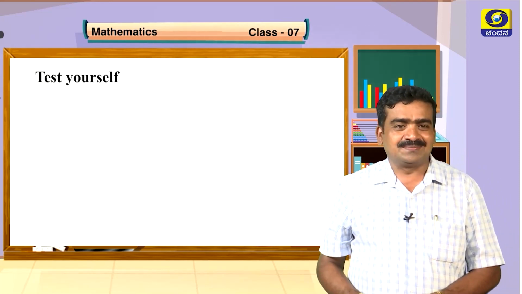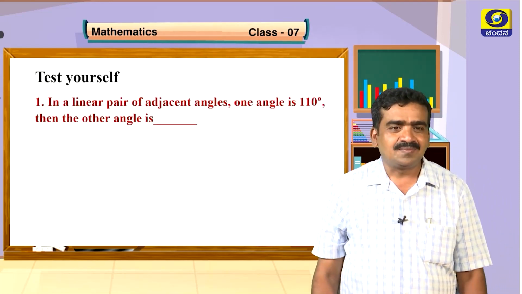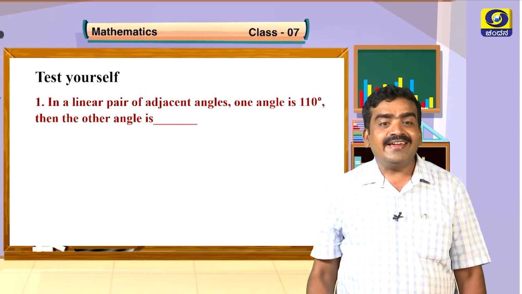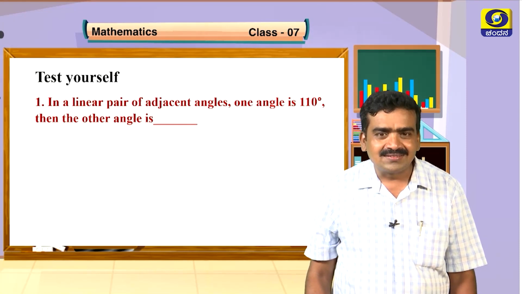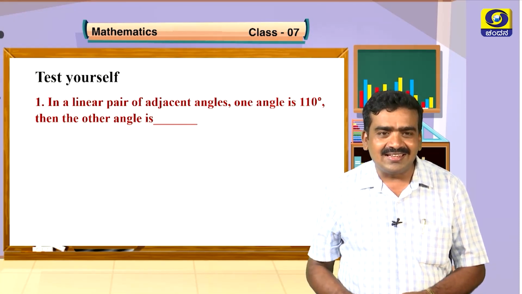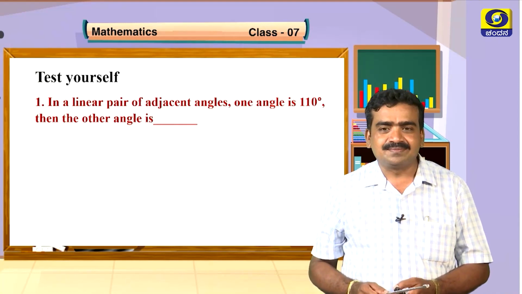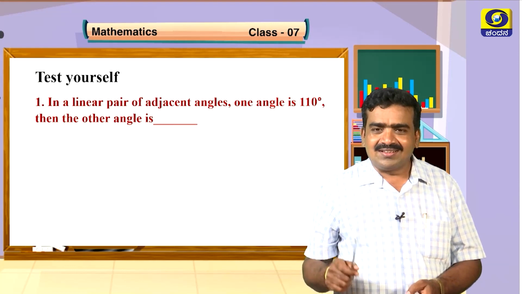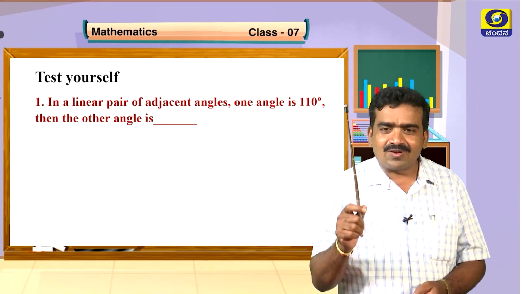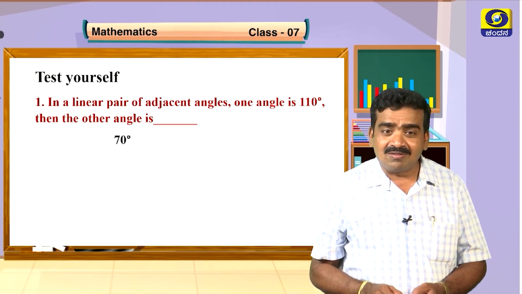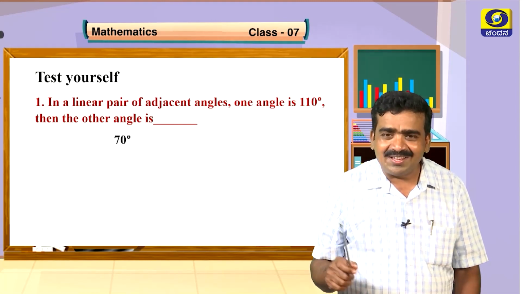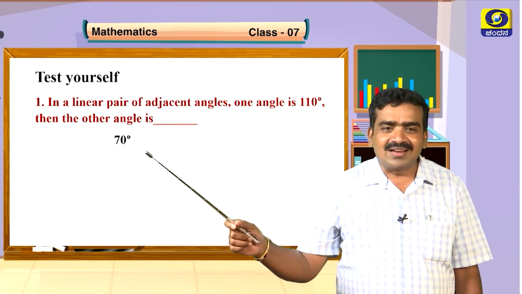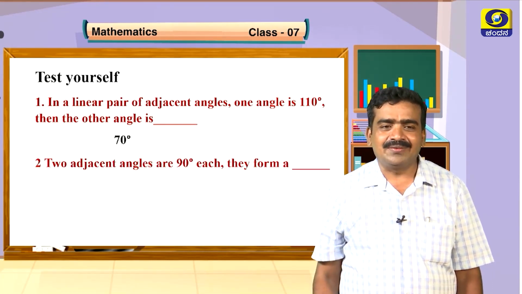Test yourself. The question is like this. In a linear pair of adjacent angles, if one angle is 110 degrees, then the other angle is? How do we calculate the other angle? Yes, you are telling right. We have to subtract 110 degrees from 180 degrees. How much will we get? 180 degrees minus 110 degrees is 70 degrees. Therefore, the other angle will be 70 degrees.